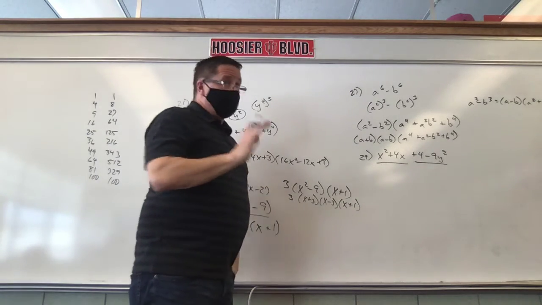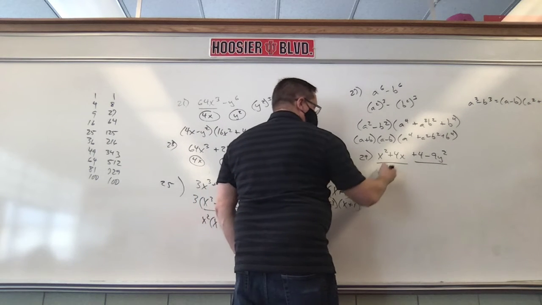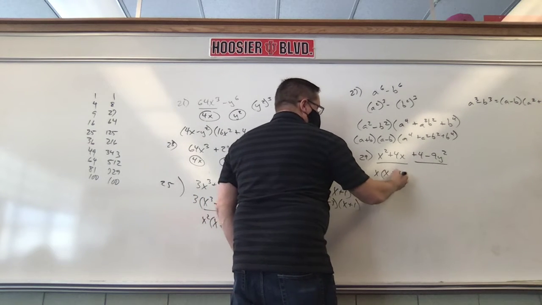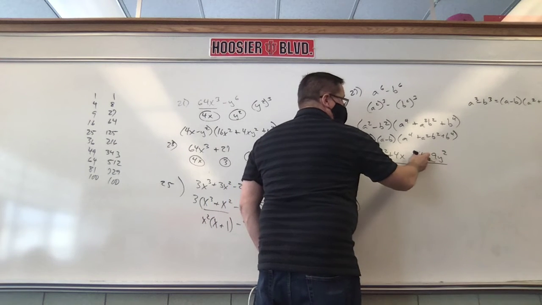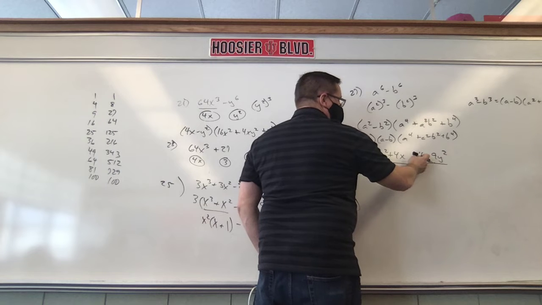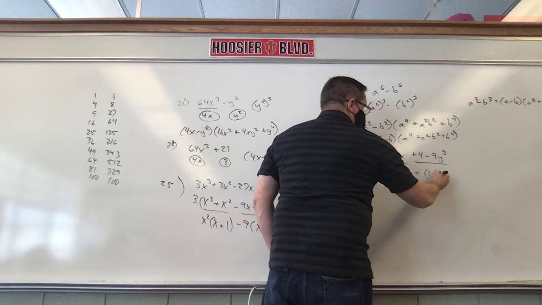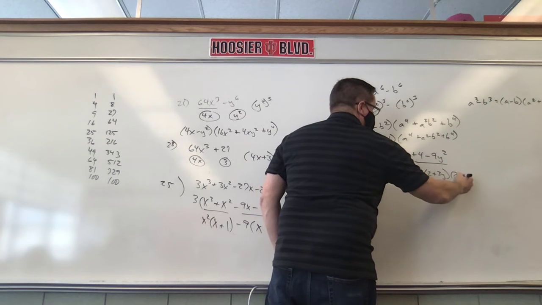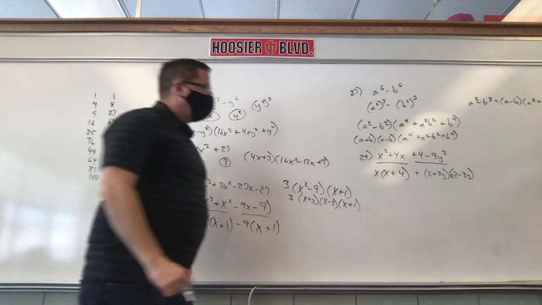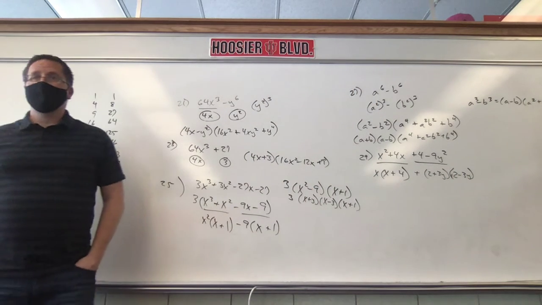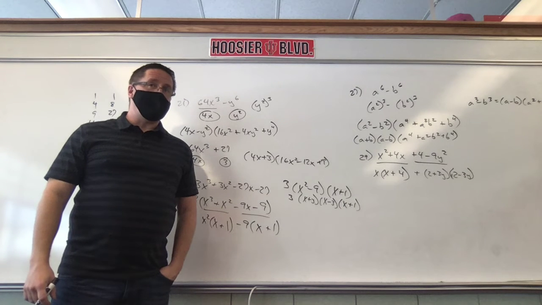Okay? Again, don't write this down. What can I factor out of these? X times x plus 4. This is a difference of squares. That's what? 2 and 3y. So 2 plus 3y, 2 minus 3y. You like what we got so far? No. Why? The stuff in the parentheses is not the same.